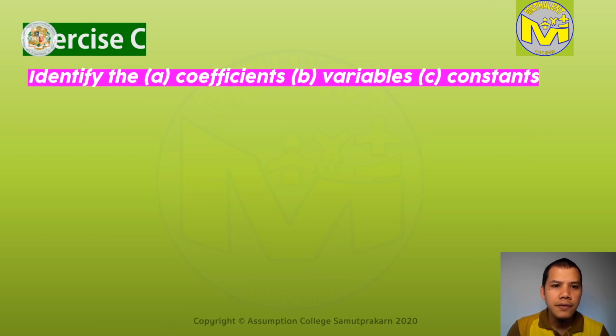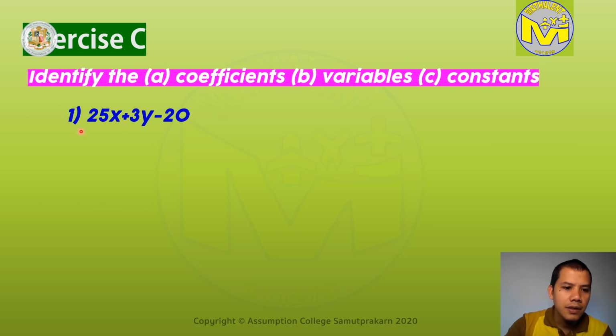So in this exercise, we are going to identify the 3 things that we have learned in the past. A. Identify the coefficients. B. Identify the variables. And C. Identify the constants.